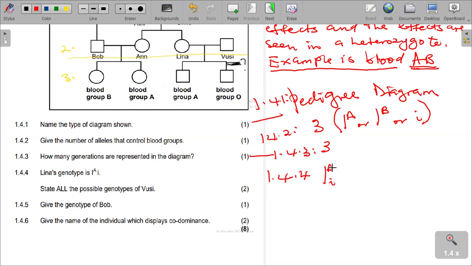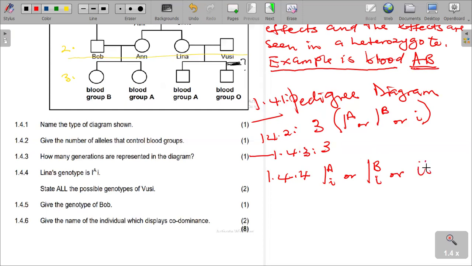It can as well possibly be heterozygous B there. We can say Vusi can as well have heterozygous B, which can be another possibility, because if Vusi is heterozygous B, we can as well have Lina having blood type O there. And then eventually again, Vusi can also be blood type.